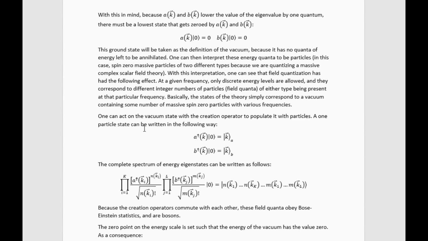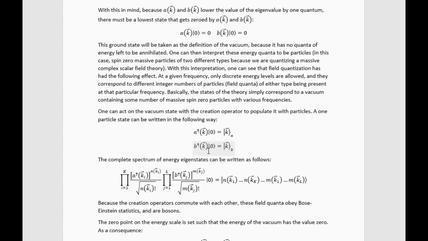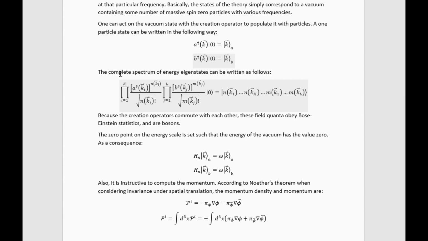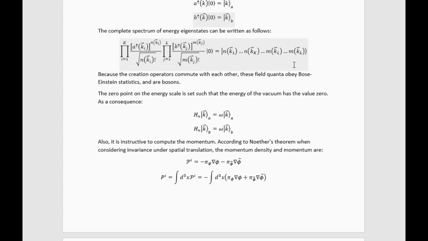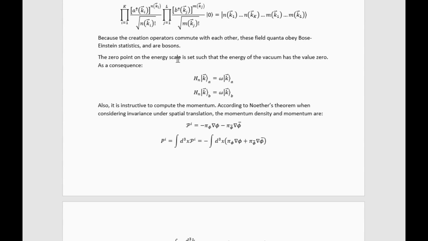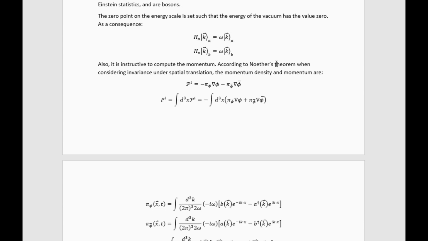A one-particle state can be written in the following way. In fact, there are two different options because we've got two different types of creation operators and two different types of particles present in this theory. We can write a complete spectrum of multi-particle states as well, where we apply an arbitrary number of these creation operators of either type of particles, and we're going to denote that in this following way. Because the creation operators commute with each other, these field quanta obey Bose-Einstein statistics and are bosons. The 0 point on the energy scale is set such that the energy of the vacuum has the value 0. As a consequence, we have these relations here.